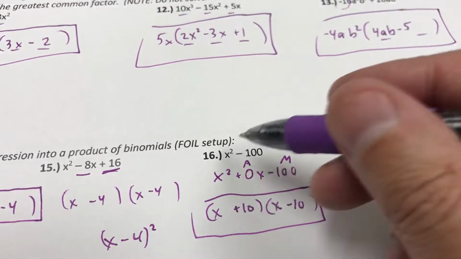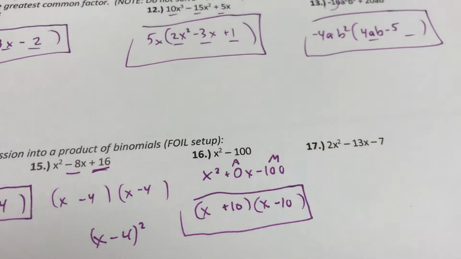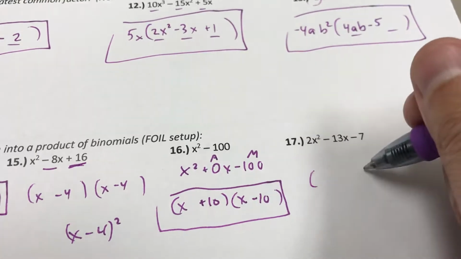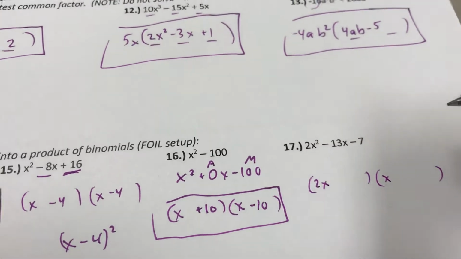This is what's referred to as the difference of squares pattern, by the way. These are both perfect squares. They're being subtracted. There's no x term. All right, last one here, we've got a 2x squared, and the game changes here. We're going to have a 2x and an x.